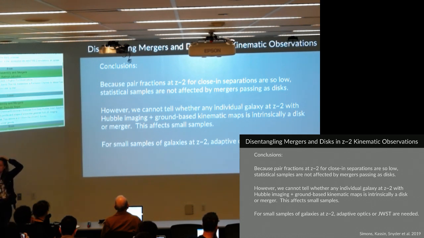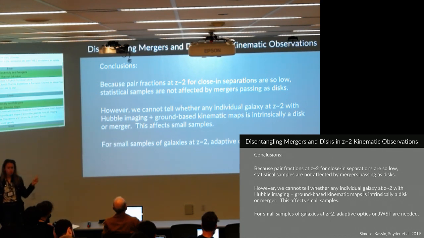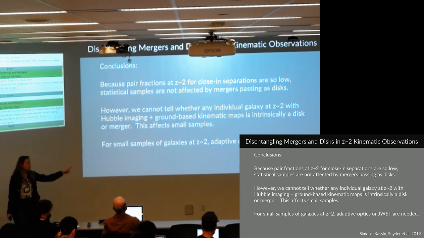Okay, so the conclusions are, because the pair fractions at redshift 2 for close-in separations are so low, statistical samples are not affected by mergers passing as disks. However, we cannot tell whether an individual galaxy at redshift 2 is a disk or a merger. So small samples are affected by this, and if you're doing a small sample, you want to go for AO, and you want to go for James Webb.